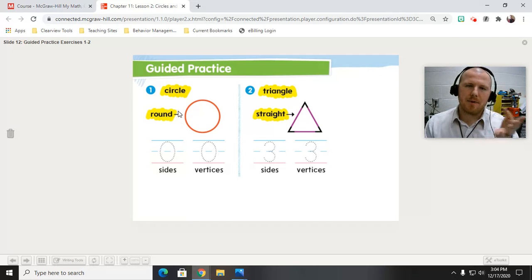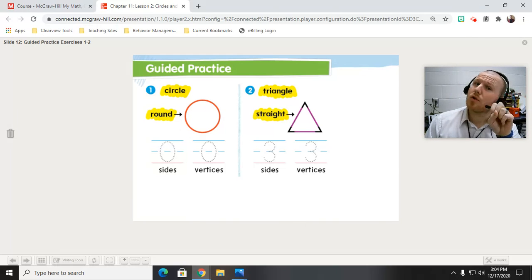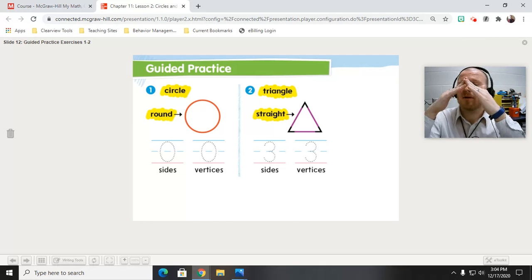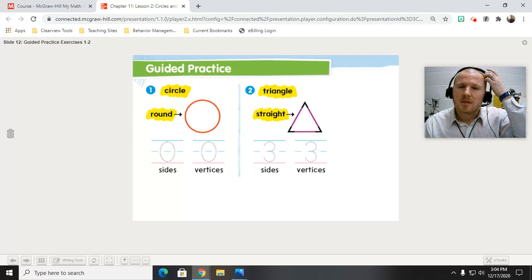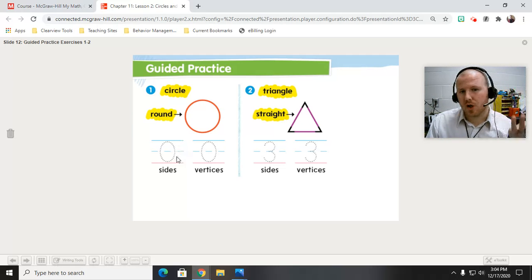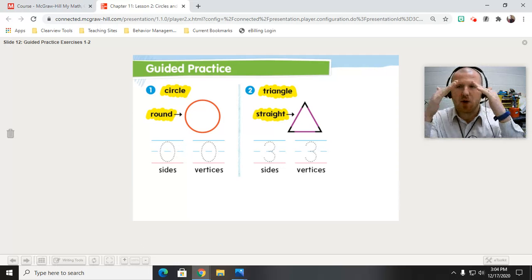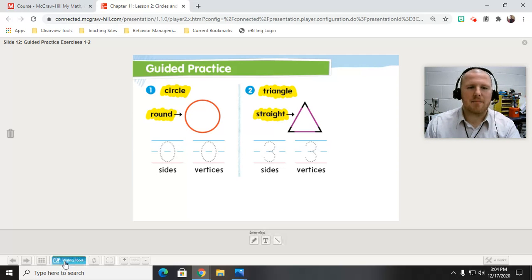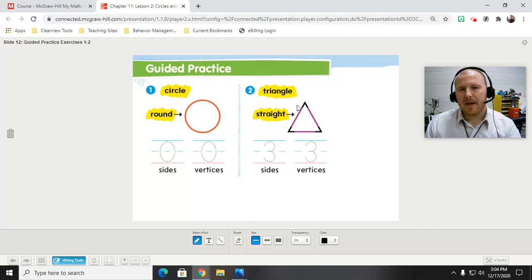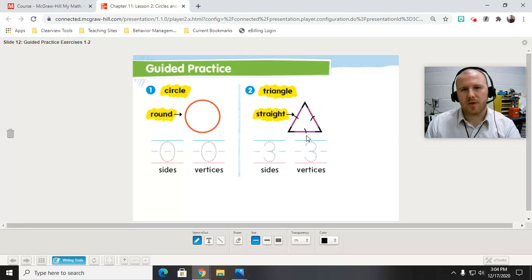So last time we did this with squares and rectangles, we found out that squares and rectangles both have four sides and four corners, four vertices, as we call them. Vertices, remember, vertex is like this, but vertices is like a lot of them. So circles don't have any sides, and therefore they don't have any points to them. So it's 0 and 0. The triangles, however, have 1, 2, 3 sides, and coincidentally have 1, 2, 3 angles.